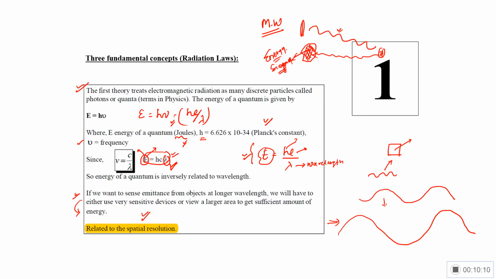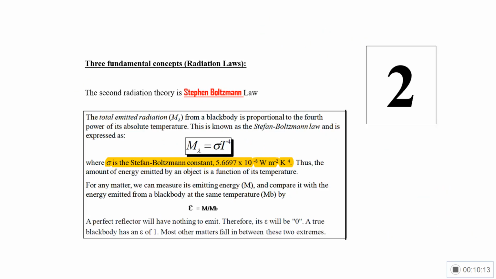And the second radiation theory is the Stefan-Boltzmann law, which relates the total emitted radiation and the temperature. It is the interrelationship between the total emitted radiation and the temperature, and there is the Stefan-Boltzmann constant, with a unit of watt per meter square per Kelvin to the power 4. And this is the emissivity, which is measured as the energy emitted by the object to the energy emitted from a black body at that same temperature. That is the second radiation law.